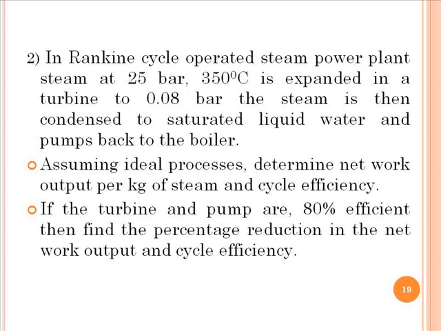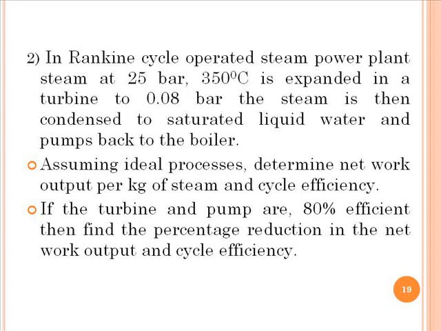Now we will discuss the second numerical. In a Rankine cycle operated steam power plant, steam enters at 25 bar 350 degrees Celsius and is expanded in the steam turbine to 0.08 bar. Steam is then condensed to saturated liquid water and pumped back to the boiler. Assuming ideal processes, determine the net work output per kg of steam and cycle efficiency.